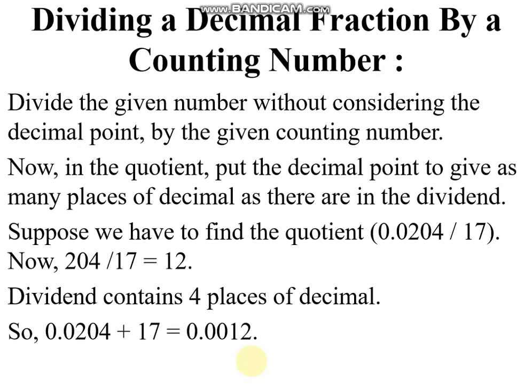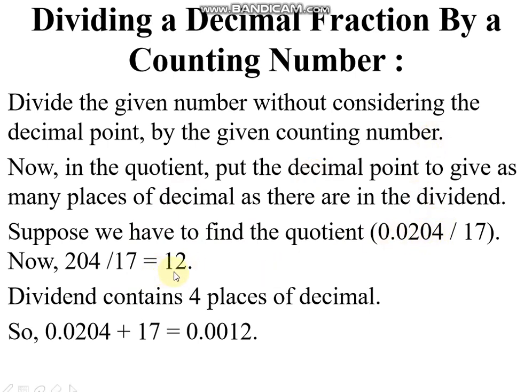Okay. Next one, dividing a decimal by a counting number. Here you divide by a counting number. Now in the quotient put the decimal point to give as many places of decimal as there are in the dividend. So suppose we have to find the quotient like this, 0.024 divided by 17. So simply you divide 0.024 by 17, and after that we can put the decimals. How many decimals are there? 1, 2, 3, 4 decimals.